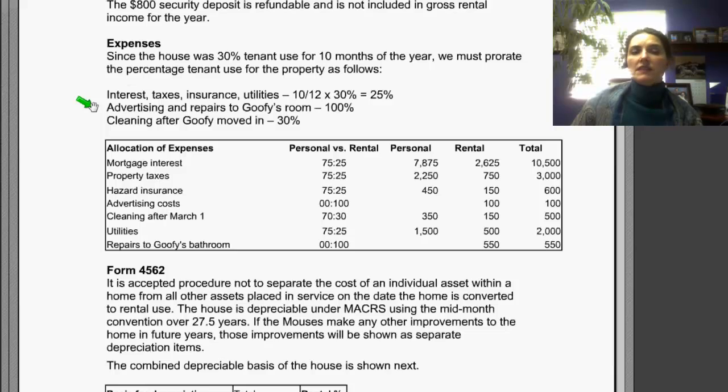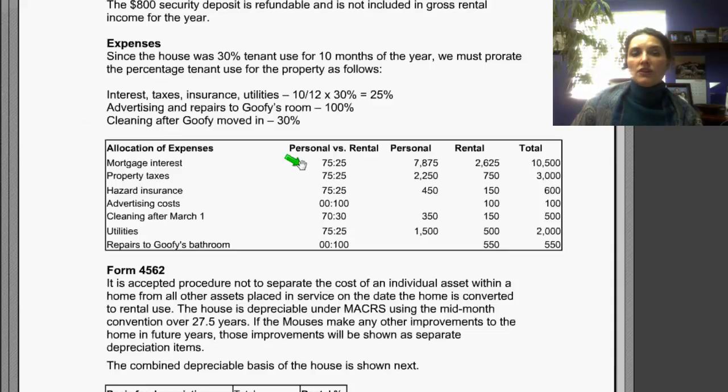Now, the advertising was a direct expense related solely to the tenant, so it's allowed in full. And the cleaning and the maintenance, well, the Mouses only even started to track that after they started renting their house out to Goofy. It's 30% tenant use, so we gave 30% of that amount as deductible to the Mouses on Schedule E. So this table again breaks all those amounts out.